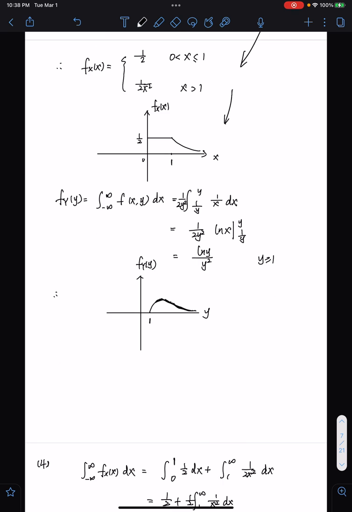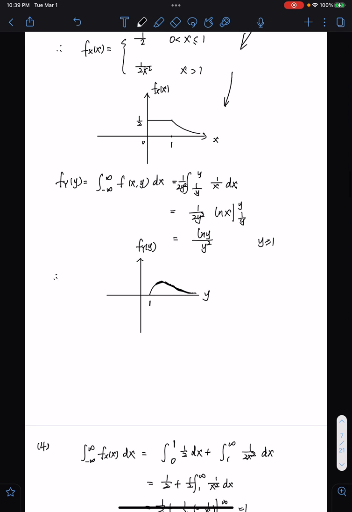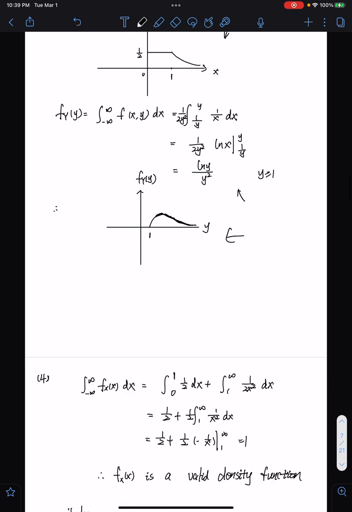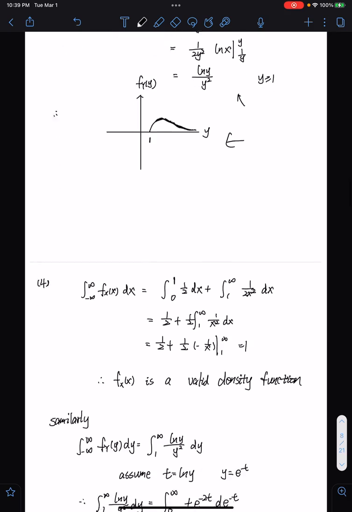And then we can use the same method to get the density function of y, with the upper and lower bounds equal to y and 1 over y, which is given in the question. So this part is easier than the part mentioned above. And then we find that the density function of y equals ln y over y squared, and we draw the graph of the density function of y like this.